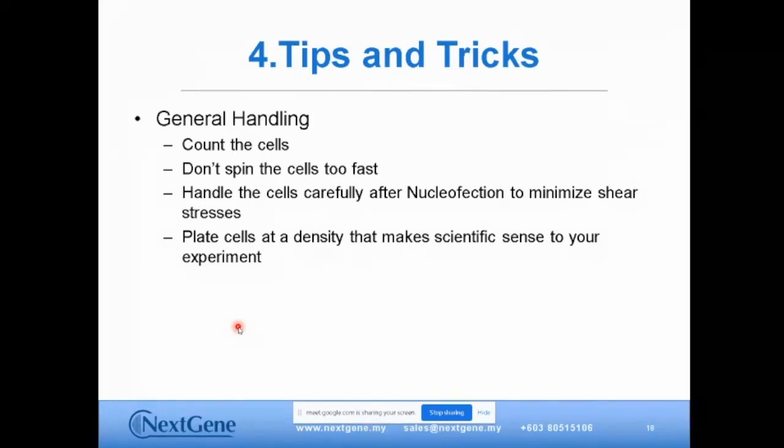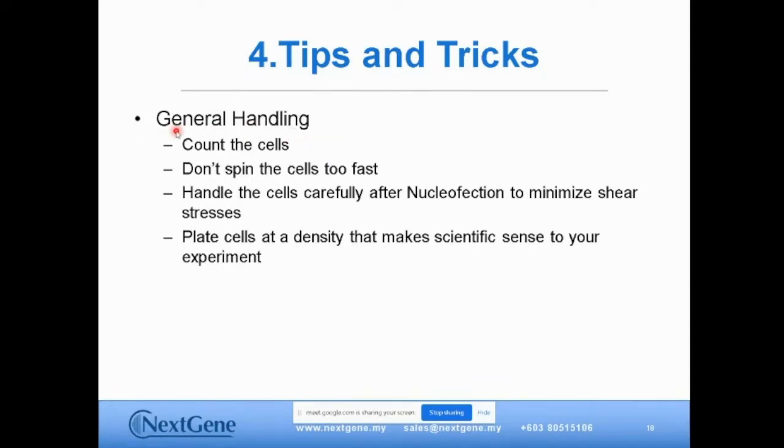Okay, so finally, the last agenda of today will be some tips and tricks for nucleofection and CRISPR experiments. As a general rule of thumb, the cell has to be handled very carefully because cells are very delicate, and transfection is a slightly harsh step. Therefore, we need to make sure that the cell is happy before we go through the transfection.